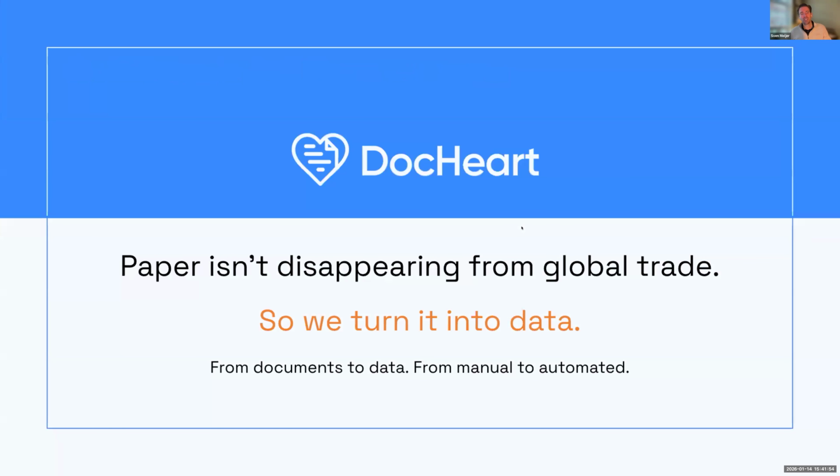So from Dockhart's perspective, paper is not disappearing from global trade in the next 2 to 5 years. So instead of waiting for paper to disappear, we do something else. We turn documents into data, from documents to data, from manual work to automated processing.